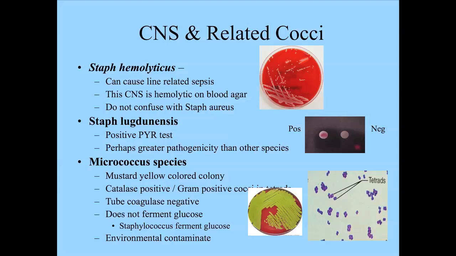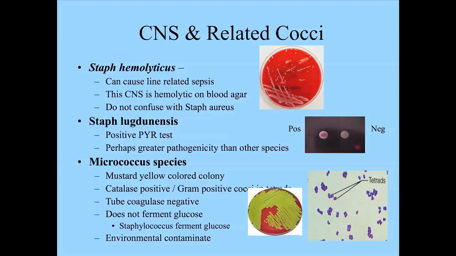And finally, let's talk about Micrococcus. No, Micrococcus is not a coag-negative staph, but oftentimes it can be confused with one. However, it is a bit different in that it produces kind of this obnoxious-looking yellow color on the plate, but it is catalase positive. But look at the gram stain. If you notice, the gram stain's in tetrads, and that is different than the random clustering of the Staphylococcus. It's tube coag negative. It does not ferment glucose, as does some of the other staph species.